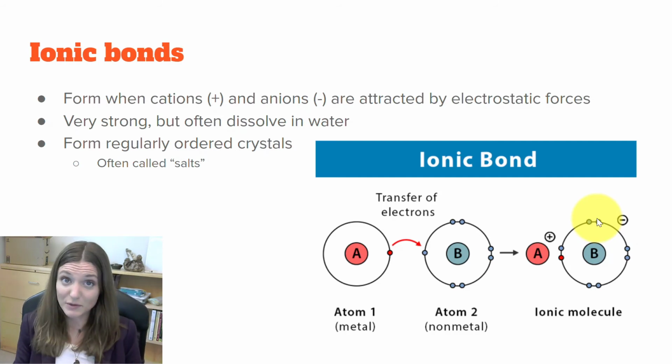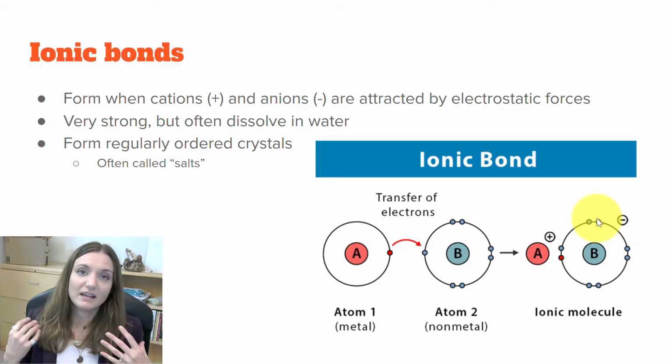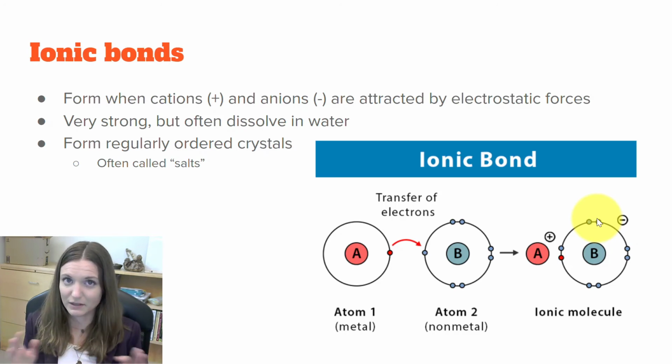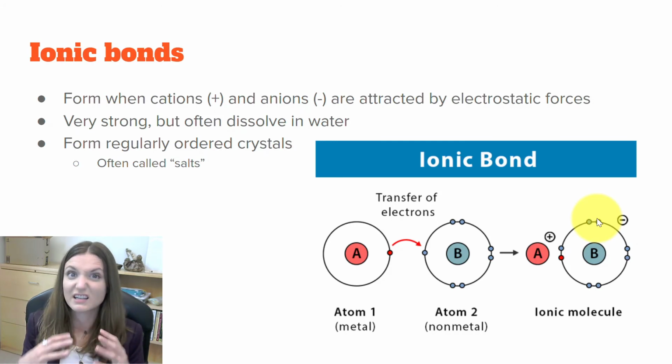So things like sodium chloride, table salt, is formed through the exchange of electrons from sodium to chlorine. And ionic bonds often form regularly ordered crystals that have a very distinct crystalline structure to them, and they're often called salts. So if you see something where its chemical name is a salt, that doesn't mean it's just sodium chloride, that's just a general term used to discuss any sort of molecule that's formed through an ionic bond.